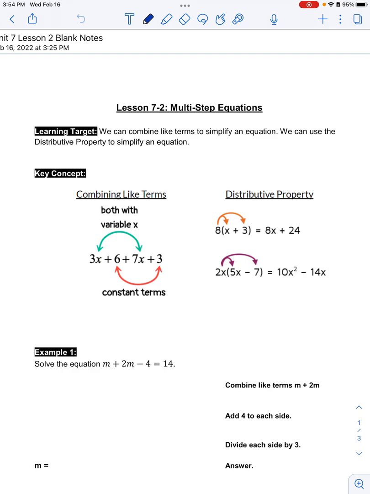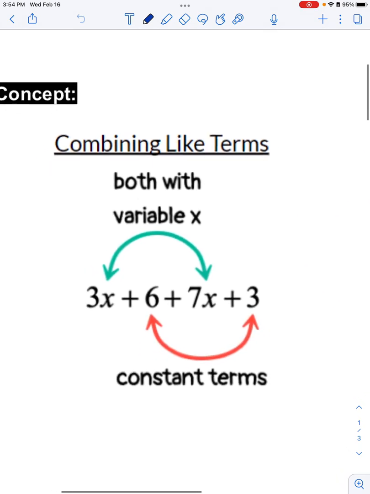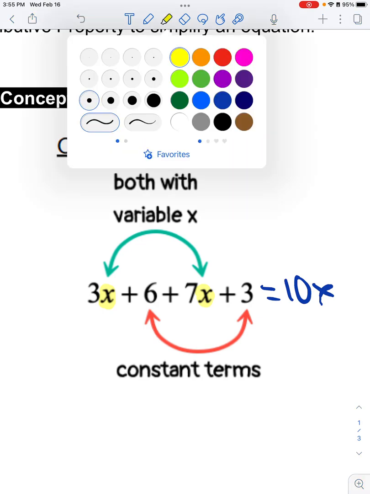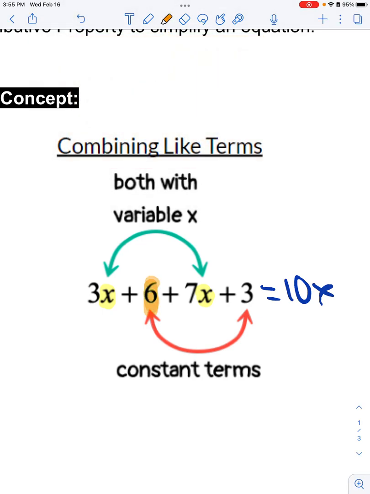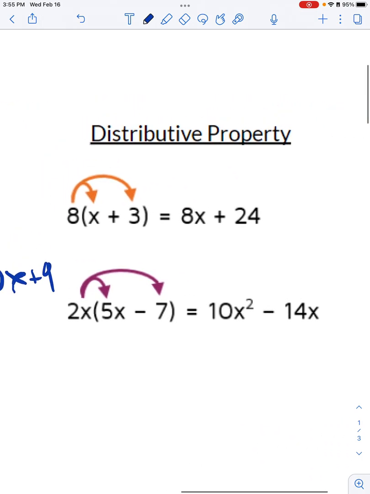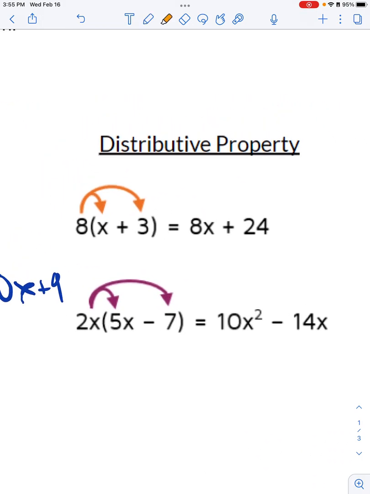All right, in lesson 2 here, we're going to be working on simplifying equations by using the distributive property or combining like terms. So again, if we look at this first example, the 3x and the 7x are like terms because they both have x to the power of 1. So we would do 3x plus 7x, which would give us 10x. And then we also have constants, which have no variable, 6 and 3. So 6 plus 3 equals 9.